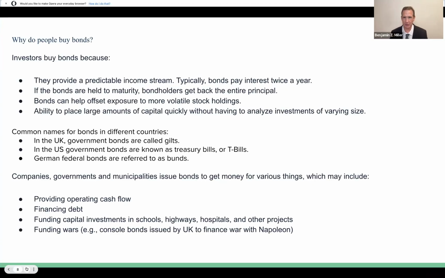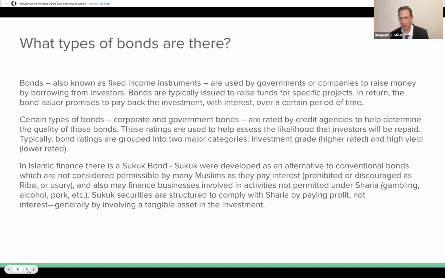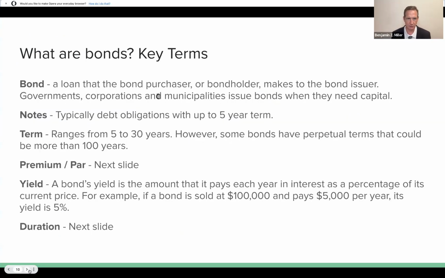So people buy bonds, they're looking to get passive income. In the UK, bonds are called gilts. In the US, the bonds are called treasury bills or T-bills, and German federal bonds are referred to as bunds. So there's different names, but that's all the same thing, passive income. There's corporate and government bonds. Those are important. And actually in Islamic finance, there's what's called a sukuk bond, which is developed as an alternative to conventional bonds, since a lot of Muslims have a prohibition against interest, it's discouraged. So sukuk bonds are also floating around.